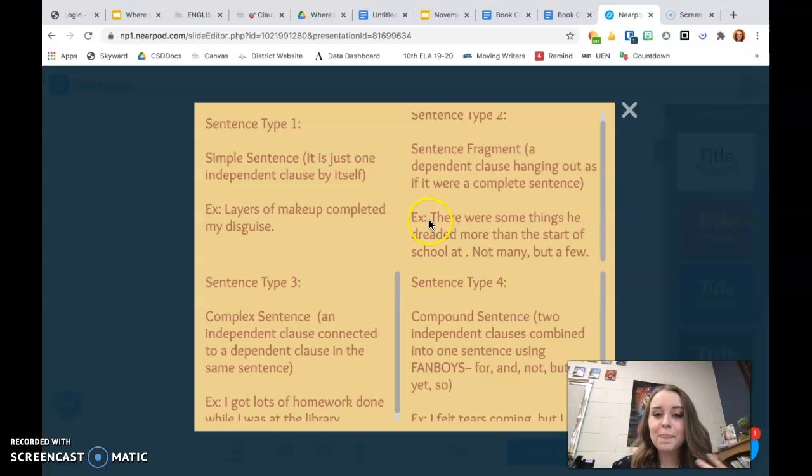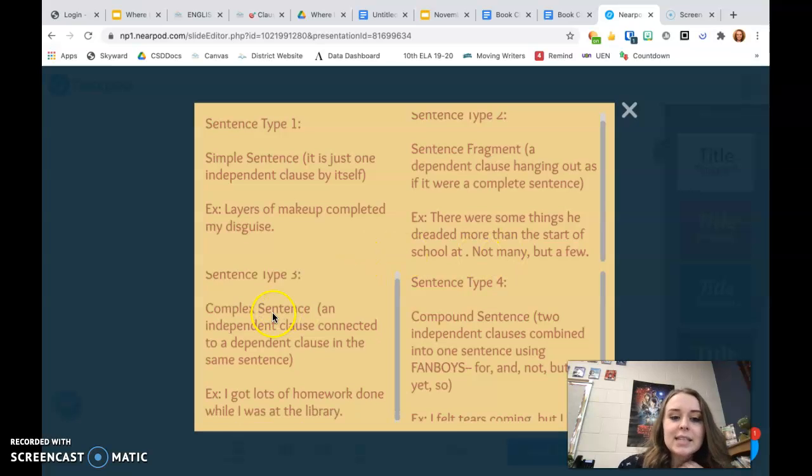So here's an example. There were some things he dreaded more than the start of school. Oh, sorry, that's a typo. So just: there were some things he dreaded more than the start of school. Not many, but a few. So ignore that, sorry about that. There were some things he dreaded more than the start of school. That is a complete sentence. And then you just tack on a sentence fragment. Not many, but a few, just to add emphasis, like that shows how much he hates starting school. So that's a sentence fragment here, not many, but a few, being used properly to add emphasis.